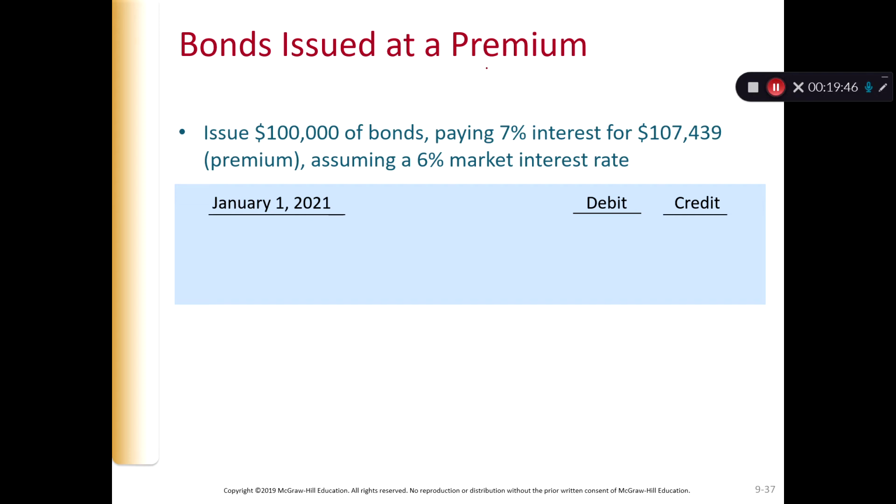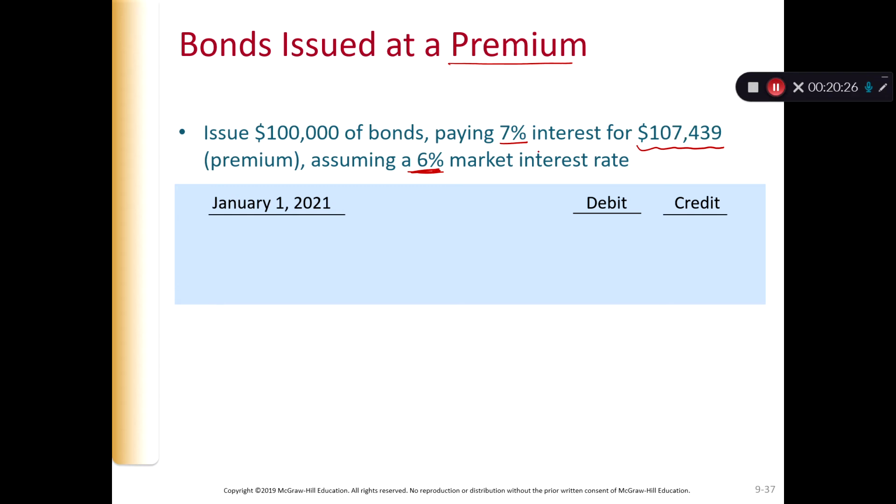What if now we assume that the California Coaster issues a $100,000 bond at 7% when other bonds of similar risk are paying a market rate of only 6%? Okay, so that means that you have promised to pay a lot more than other entities of similar risk are paying. So in this scenario, this bond needs to be issued at a premium, at a premium of $107,439.